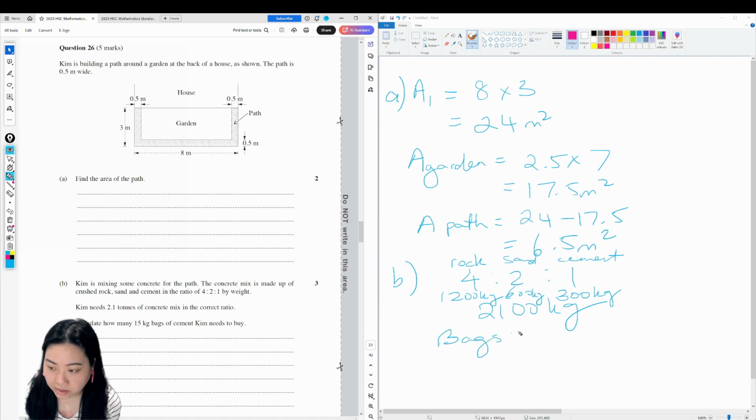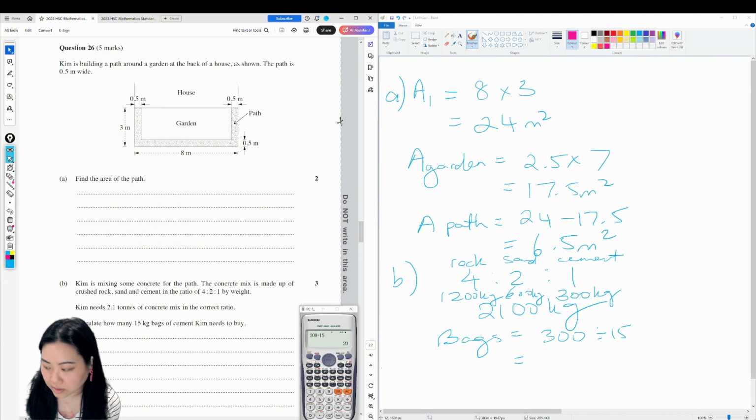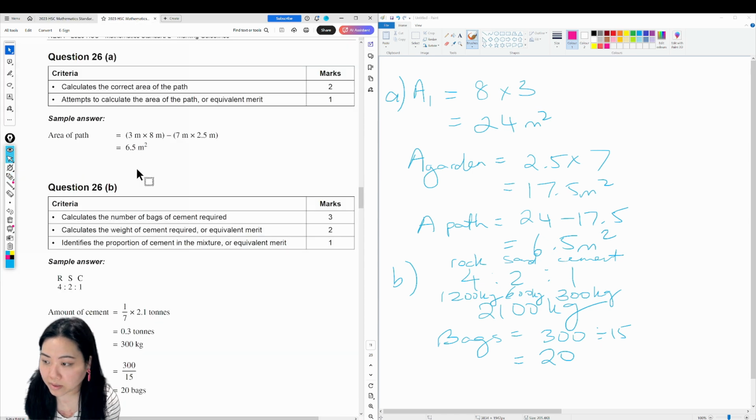Therefore, the bags that are needed would be 300 divided by 15, which is 20. Therefore, Kim needs to buy 20 bags of cement. Let's check. Area of the path is 6.5 square meters. Yes, and yep, Kim needs 20 bags.